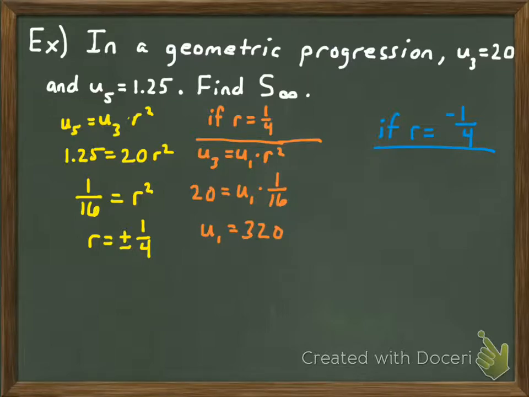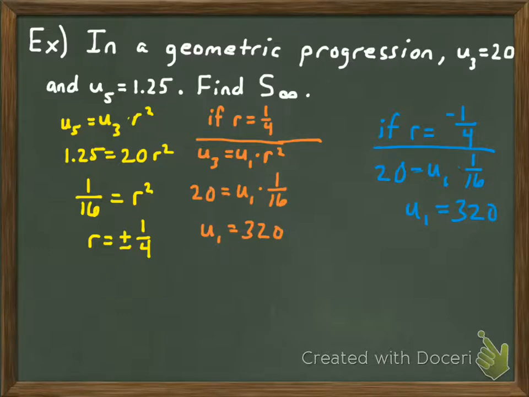Let's look at what the first term would be if we had a negative common ratio. Still, the third term would be the first term times the common ratio squared. Well, the common ratio squared is still going to be 1/16, right? So you'd still have 20 equals u sub 1 times 1/16. And so that's going to give us the first term is 320 either way. Now the sums won't be the same, but the first term is the same no matter whether the common ratio is positive or negative. That's not always the case. It's the case for this one though.